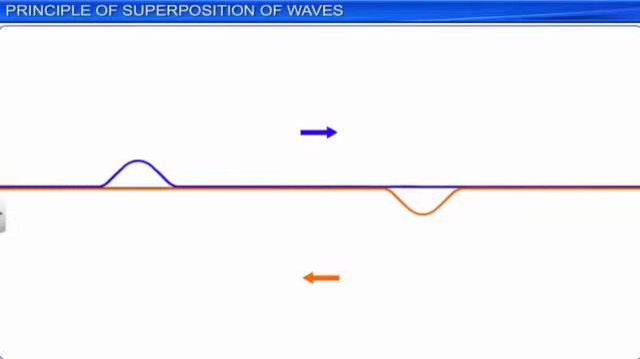Let us consider two pulses traveling simultaneously along the same stretched string in opposite directions. The net displacement of any element of the string as the two pulses cross each other is the algebraic sum of the displacements due to each pulse. After crossing each other, the pulses move forward unchanged. The addition of the waveforms or pulses to find the net or resultant waveform is known as the principle of superposition.